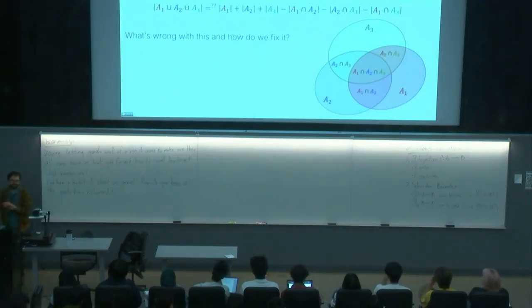Anybody spot it who's not a Math Olympiad person? Yeah? Aren't we overcounting that intersection of A1, A2, and A3? Yeah, we triple counted it. That's right. And then we subtracted it out three times. So what actually ended up happening at the end of the story?